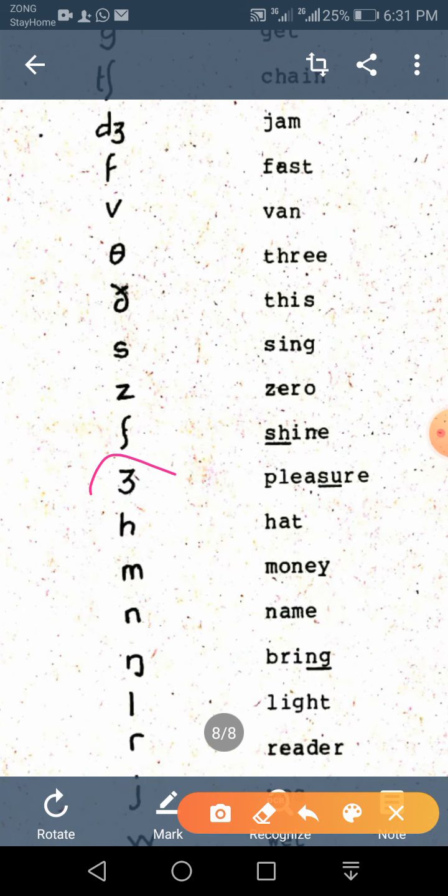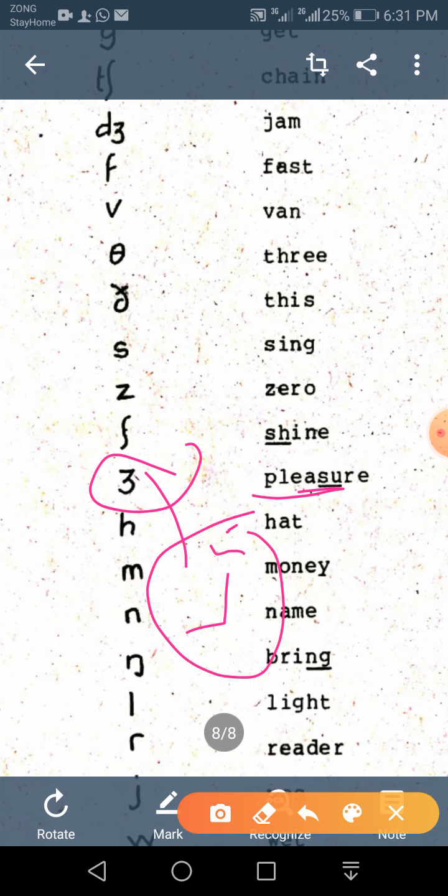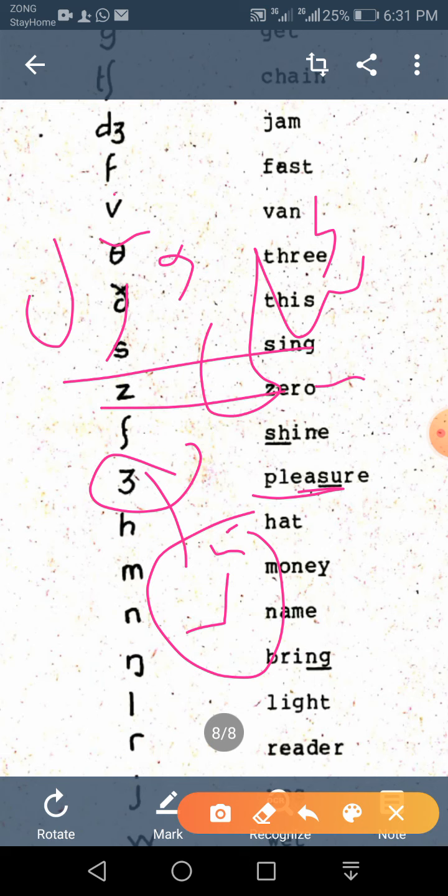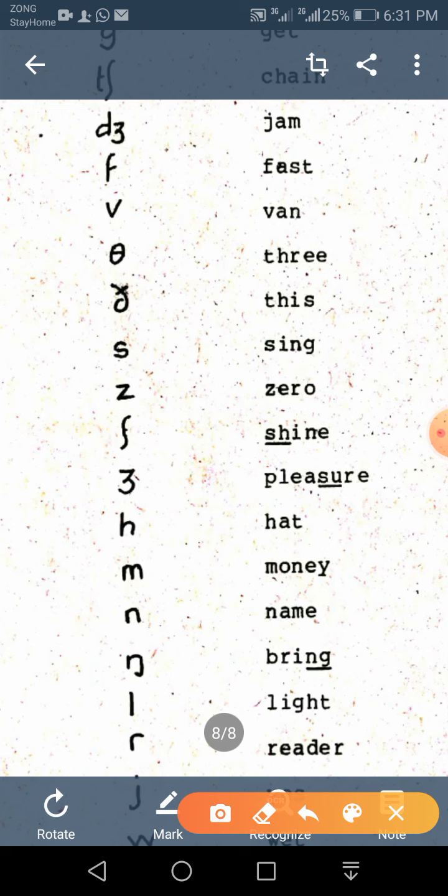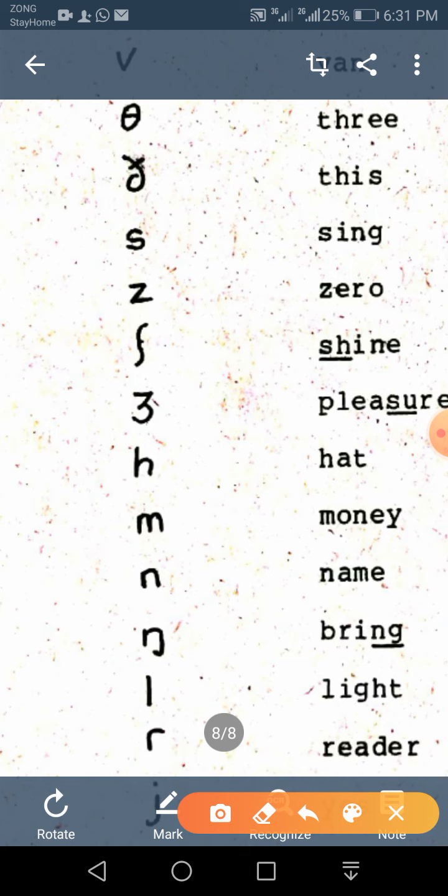And this one is known as j. Pleasure. In contrastive phonology, when we compare it with Urdu phonology, it will be like this, as you can see here, Farsi ye. Like in television, this sound is there. So this is the sound. This sound can be heard in pleasure, garage. Now this one is also a fricative.